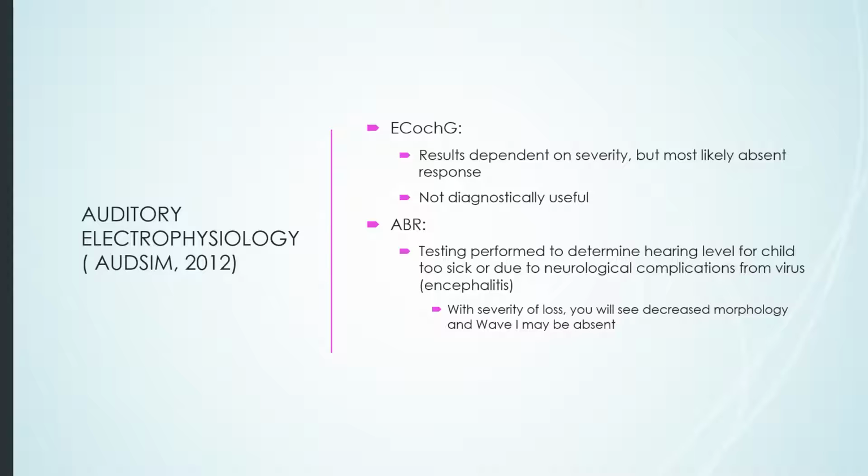Okay, so electrophysiology. ECOG results are dependent on the severity, but most likely would have an absent response. It's not diagnostically useful. ABR testing could be performed to determine hearing level for children who are too sick, or due to neurologic complications from the virus, like encephalitis. With the severity of the loss, what you would see would be decreased morphology, and wave 1 could potentially be absent.